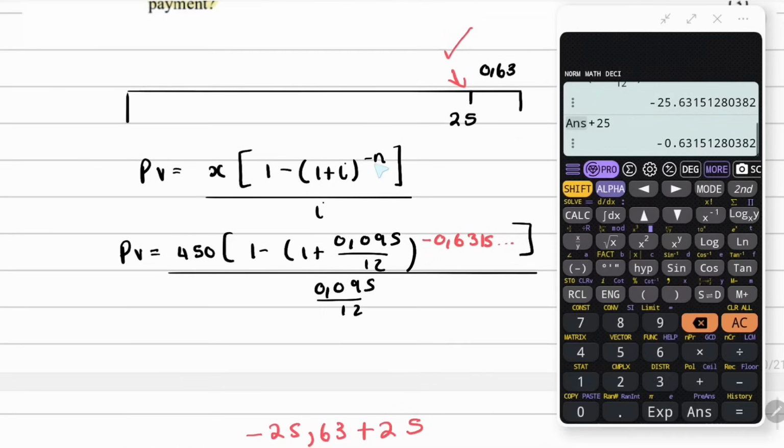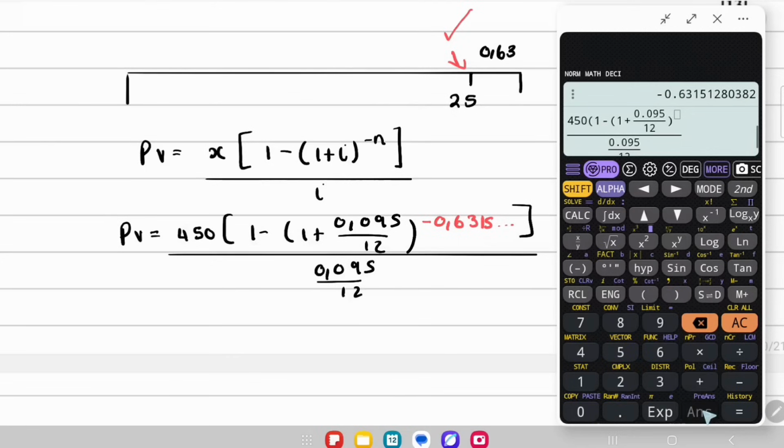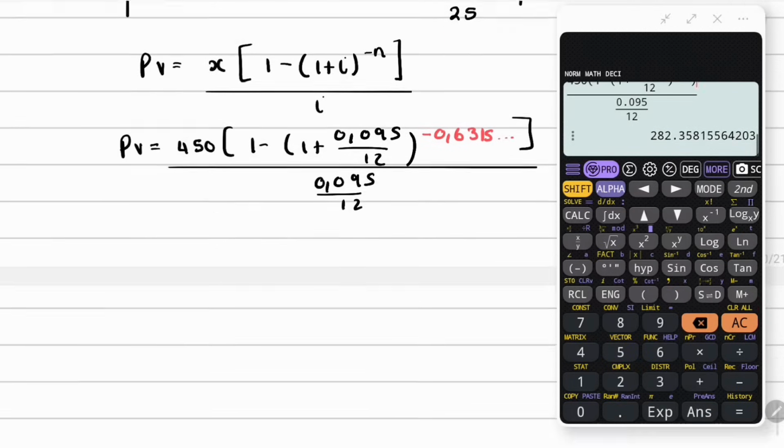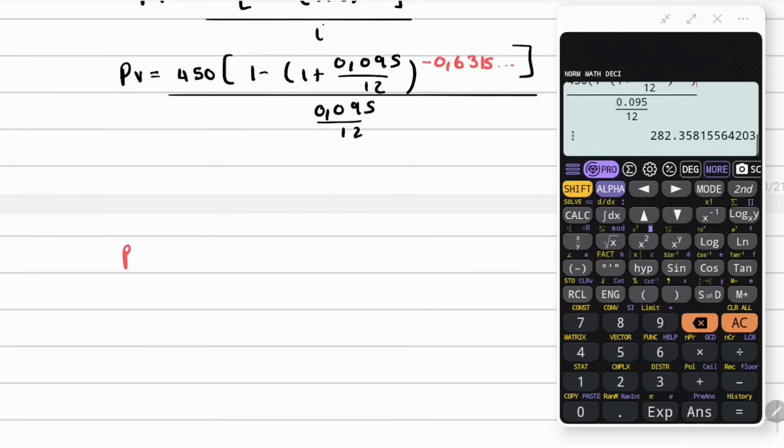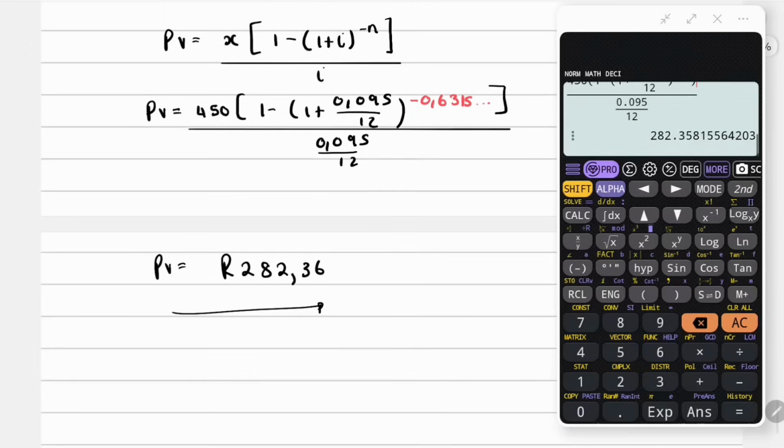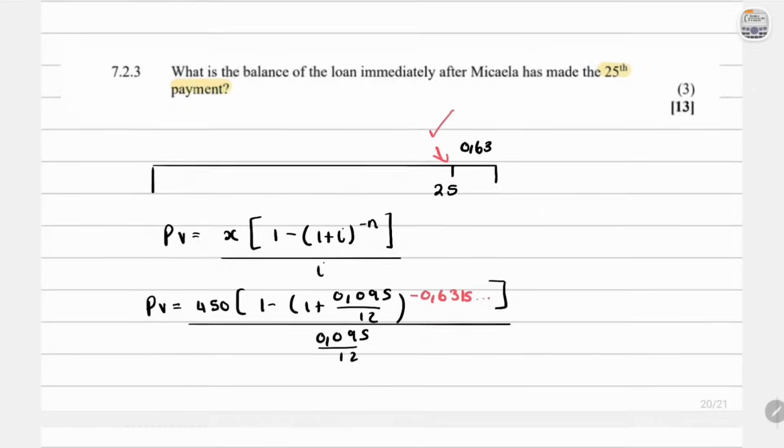Just make sure not to say negative of that because it's already negative. So in place of the exponent, we'll just say that, and there we go. So there's our answer. The amount that she'll owe immediately after the 25th payment is exactly 282 Rand, and then we'll just round that up to a 6, so 0.36. And that's how much she's going to owe exactly after the 25th payment. And that is it for the financial math section of this paper.